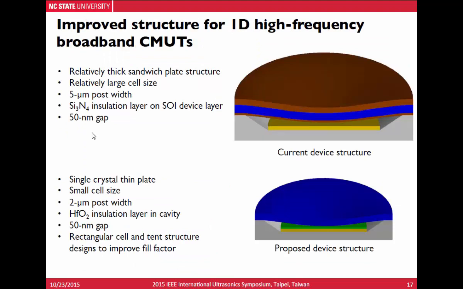Our current device has a relatively large cell size and a thicker sandwich structure plate, and the insulation layer is on the plate side. With our current process and verified steps, we propose we can achieve the ideal device structure, which has a single crystal thin plate, smaller cell size, and a hafnium dioxide insulation layer in the cavity. We can also use 2-micron post width and use the rectangular cell design and tent structures to improve the fill factor for broadband.